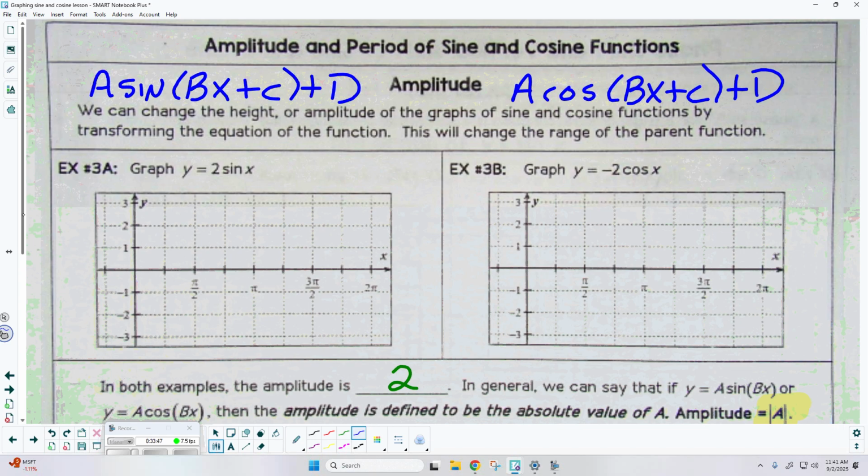A represents your vertical dilation. B represents your horizontal dilation. C represents a horizontal shift, and D represents a vertical shift. Each one's going to have its own name, and we're going to look at each one in part. But let's do a quick review because it's been a while since you probably talked about transformations.